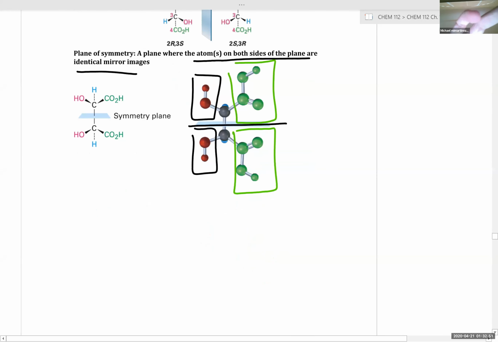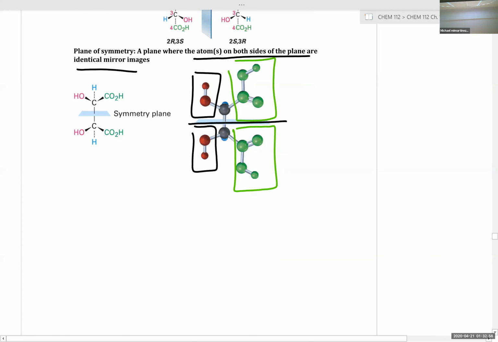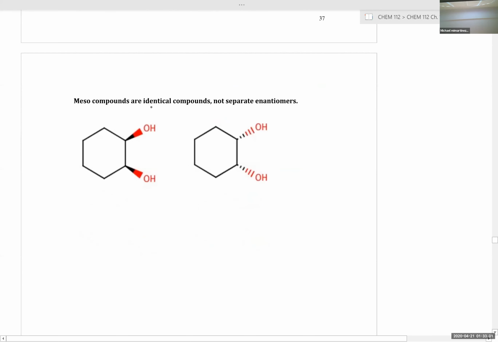We've actually seen examples of planes of symmetry before, but let's expand upon this a little bit. Meso compounds are not enantiomers. Meso compounds are identical compounds. They are not separate enantiomers. And to really showcase this, it's best seen with a model kit. I know it may seem like the model kit is a solution to every single one of the problems that we're encountering, but it is useful.